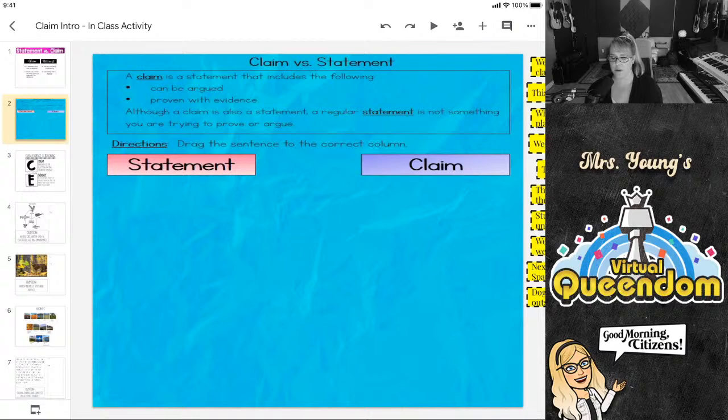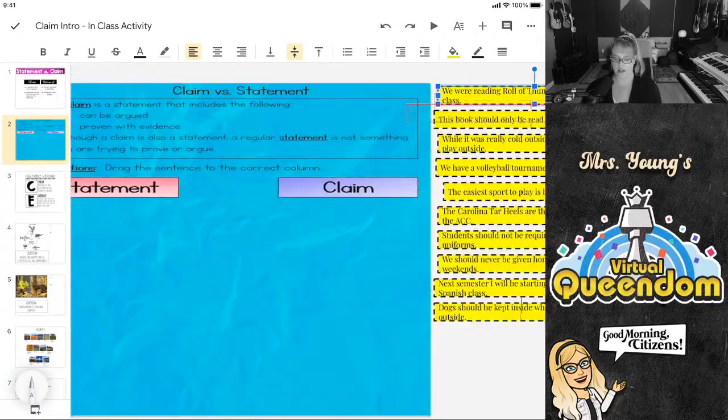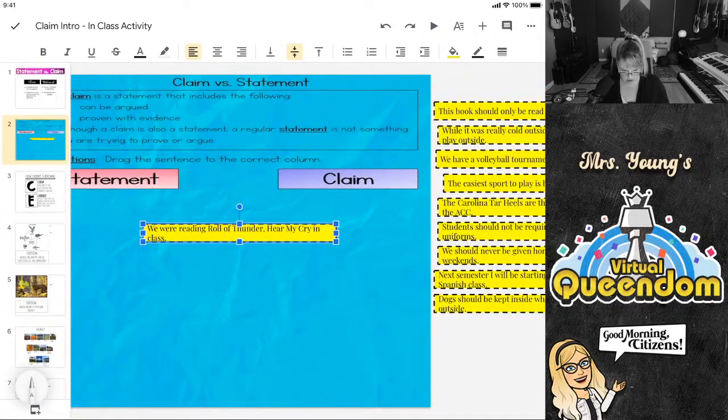All right, so in the box, you're going to tell me if it is a statement or a claim. In the chat, type if the sentence is a claim or a statement. Here we go. We are reading Roll of Thunder, Hear My Cry in class. Is this a statement or a claim?